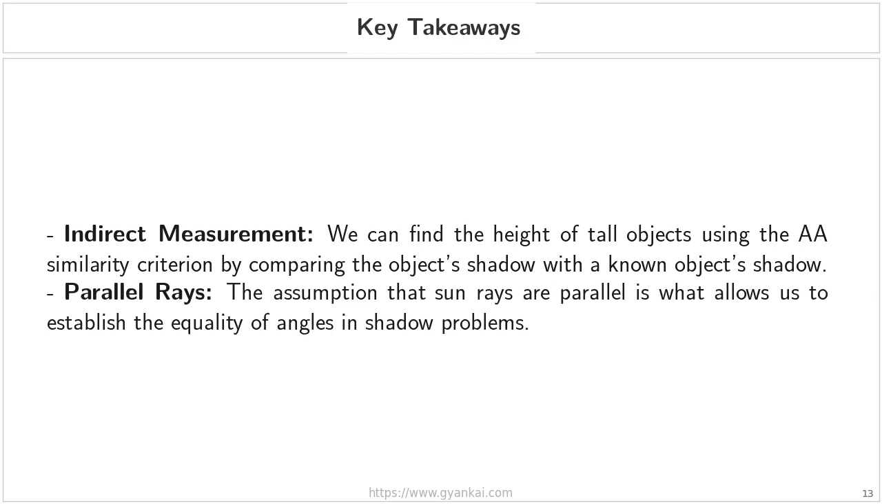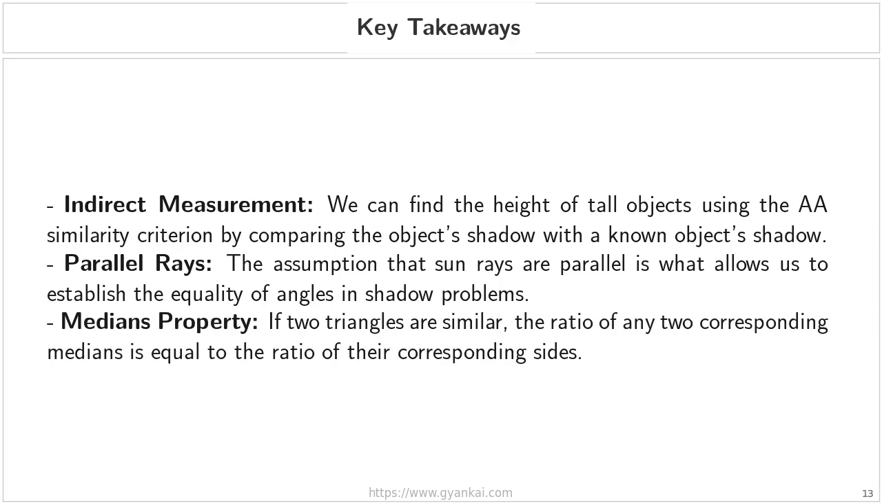Second, it is crucial to remember the underlying assumption regarding parallel rays. In our shadow problems, the entire logic depends on the fact that the sun's rays are considered parallel. This is the specific detail that allows us to mathematically establish that the angle of elevation is identical for both the person and the lamppost, giving us that second necessary angle for our AA criterion.